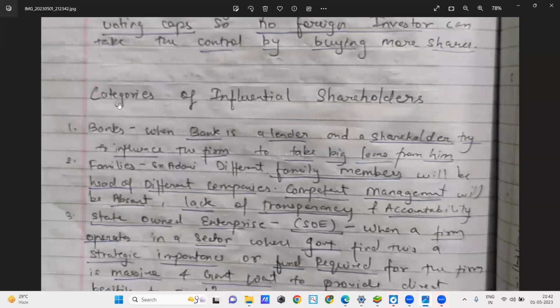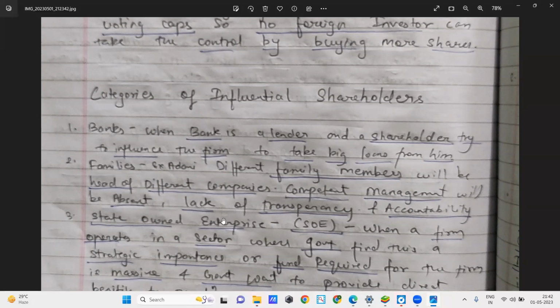So the next part is the categories of influential shareholders. These are like the banks. They have a high influence on the company. A bank is both a lender and a shareholder. Suppose a bank has invested 30% into XYZ company. The bank will try to influence the firm to take a big loan from it, a huge chunk of loan even though they don't want the loan, so that the bank will benefit.